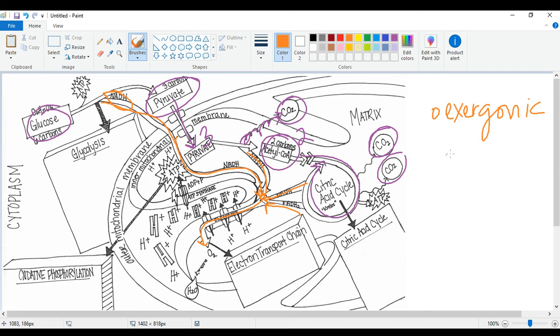So this exergonic reaction is going to be the driving force needed to pump protons against their gradient. So these protons are going to be pumped against their concentration gradient from an area of low hydrogen to an area of high hydrogen concentration. And so this is going to create something called a proton motive force, or this stored potential energy of hydrogen ions. This pumping of protons against their gradient is an endergonic reaction.